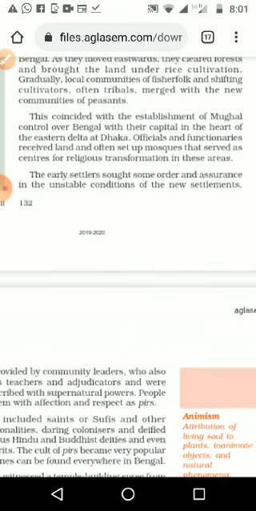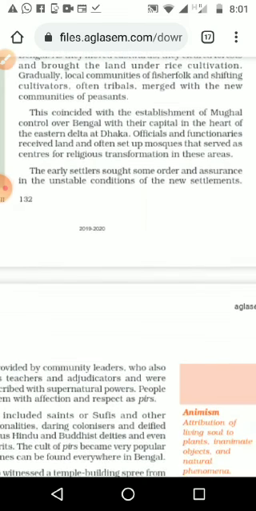This coincided with the establishment of Mughal control over Bengal, with their capital in the heart of the eastern delta at Dhaka, and officials and functionaries received land and often set up mosques that served as centers for religious transformation in this area. When the people had settled in southeastern Bengal, the Mughals came and invaded, and they made their capital there in Dhaka. And again they appointed officials and functionaries, those who got official charge as administrators, and they started to make mosques for themselves, for the religious transformation of that area.